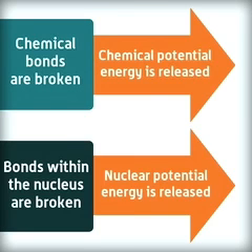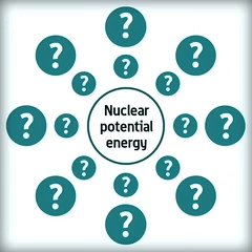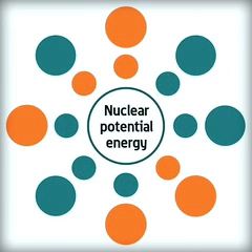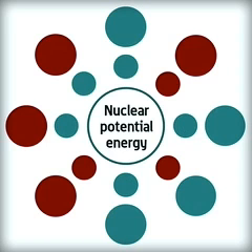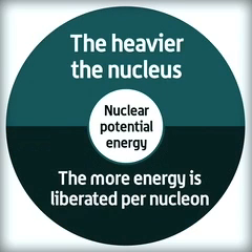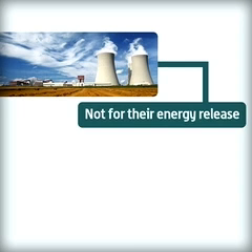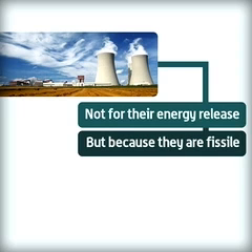energy is released. Nuclear potential energy can be released from any nucleus, but it's easier to release nuclear potential energy from some nuclei than from others, and some nuclei give a larger amount of energy per fission than others. The heavier the nucleus, the more energy is liberated per nucleon. The nuclei that are used in nuclear power stations are chosen not because of the amount of energy they release in fission processes, but rather because they are fissile.